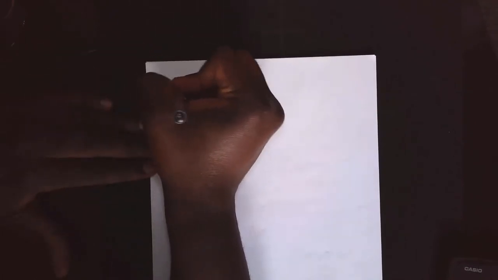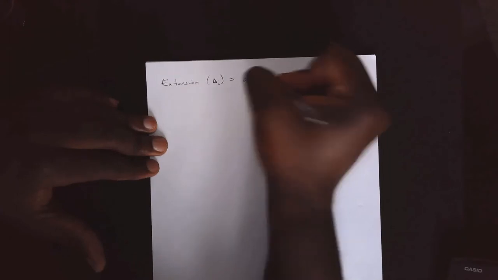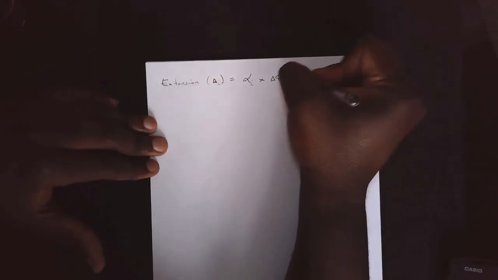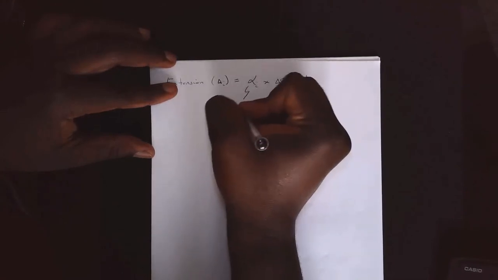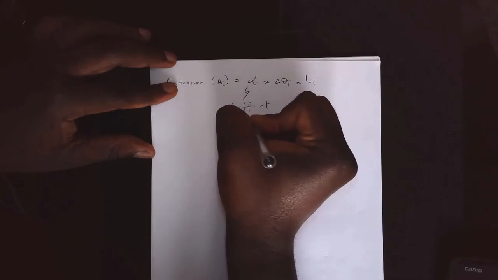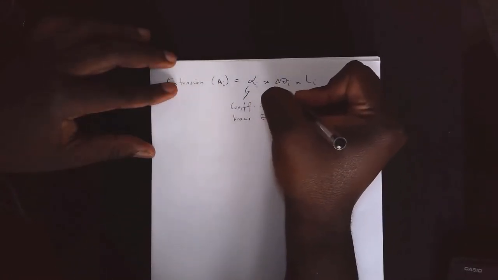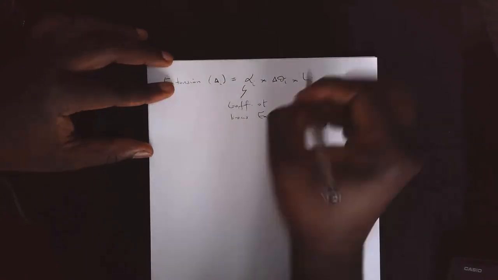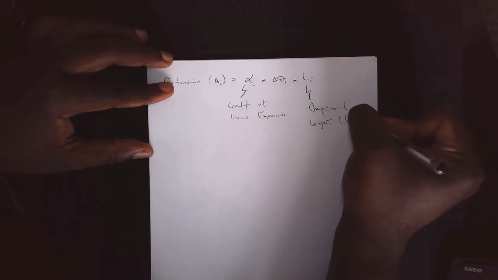Let's look at the extension in brass. We're going to use the thermal expansion formula. Let's call the expansion delta I at any instant, which will be equal to alpha I times delta theta I times L I. That is the coefficient of linear expansion, times the temperature change, times L subscript I, the original length, which in our case is the length per section.